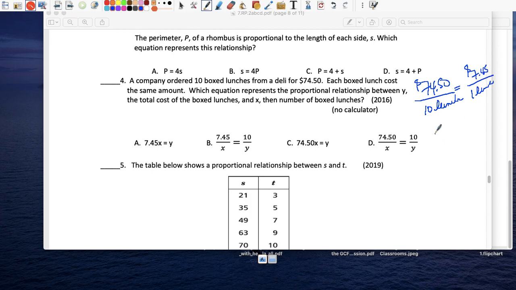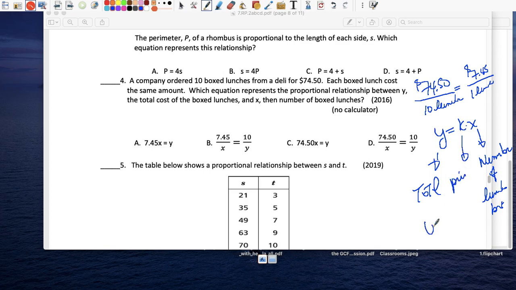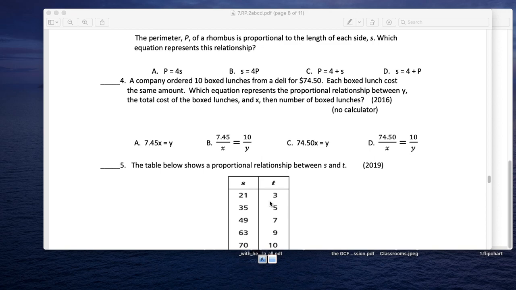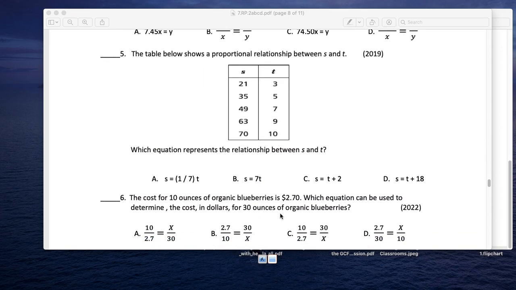Right, if you want to write an equation, remember the equation becomes this, right? If it's proportional, that's your equation. Y represents the total. X represents the number of lunch boxes that you're going to order. And the constant represents the price. So Y equals, what's the price? $7.45 times X, the number of boxes. So is there anything that looks like this? Yes, right here. Y equals 7.45X.